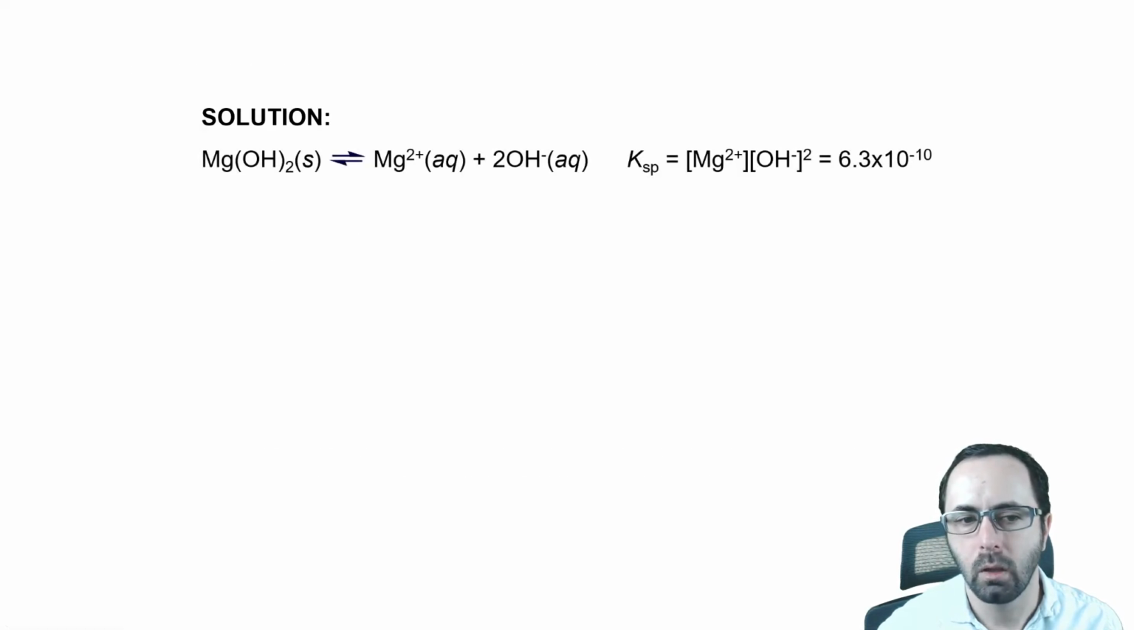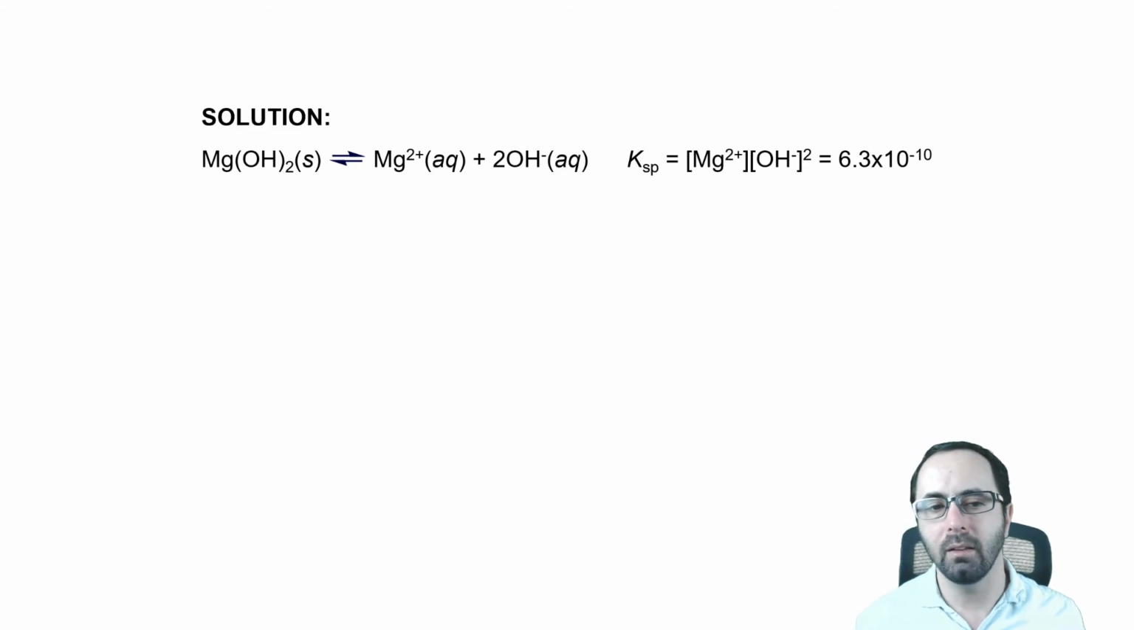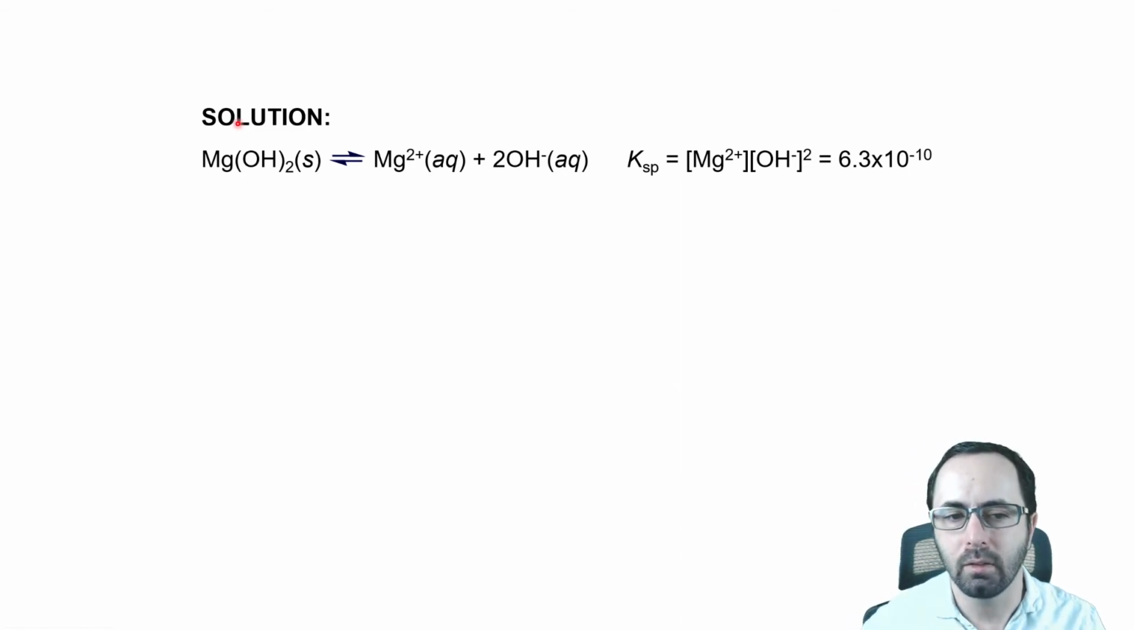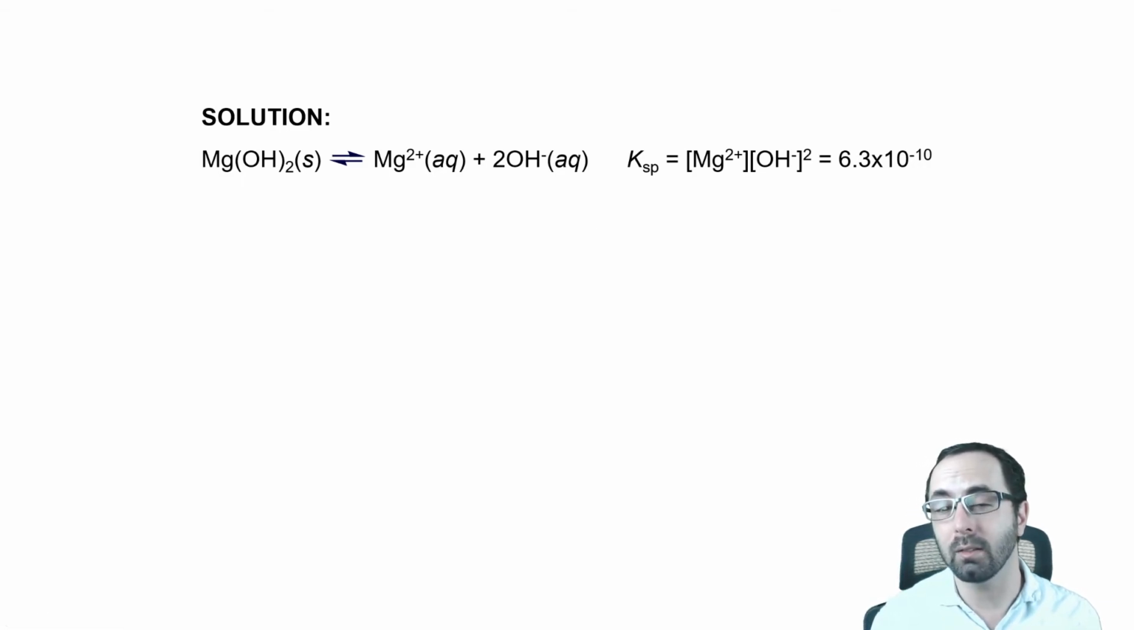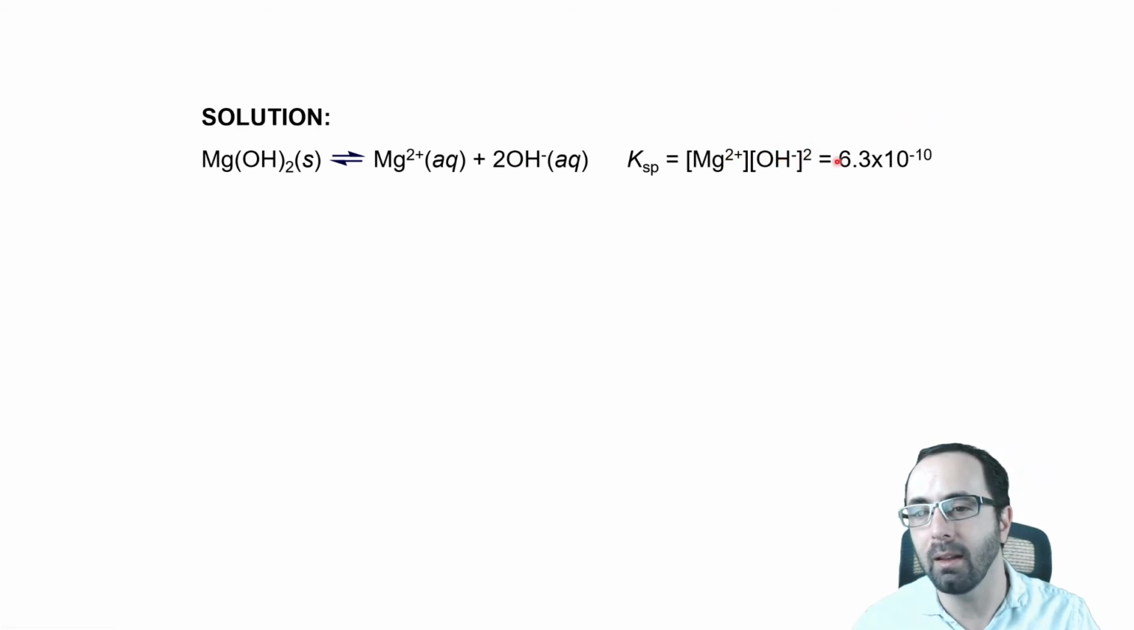So the solubility for magnesium hydroxide is like this. Solid magnesium hydroxide separates into magnesium 2 plus and 2 hydroxide ions. Again, we're trying to precipitate out the magnesium ions with hydroxide. So we're concerned with what is the solubility of the magnesium hydroxide. So its KSP would be magnesium ions times hydroxide ion concentration squared, and that is given as 6.3 times 10 to the minus 10. This is given to us.